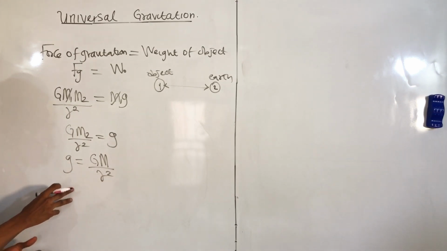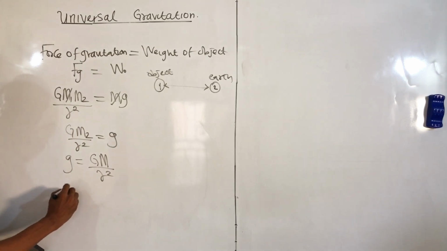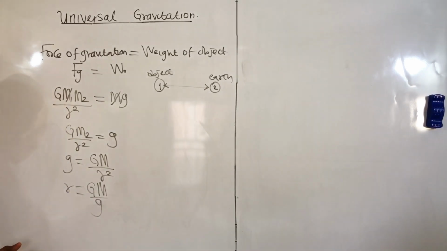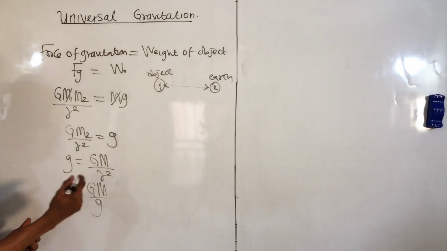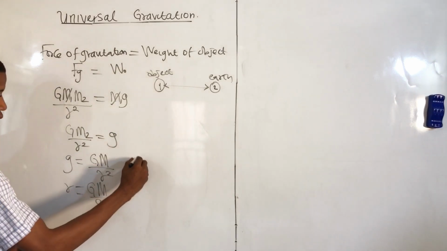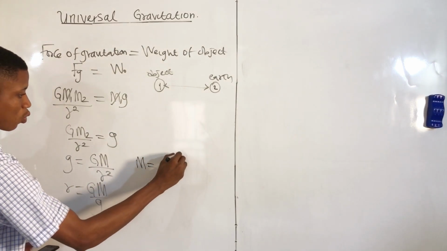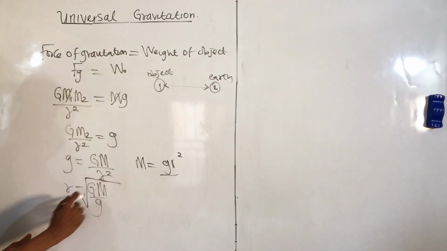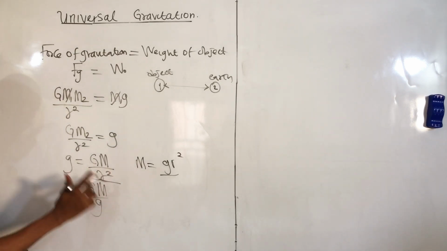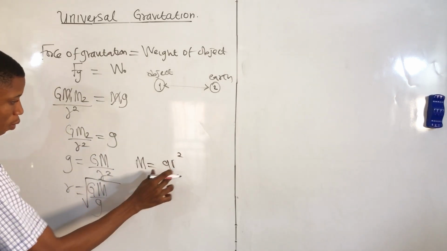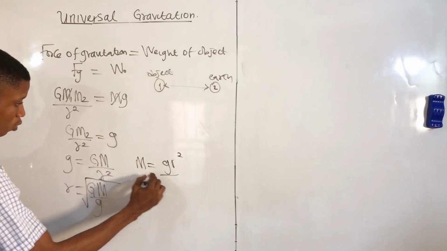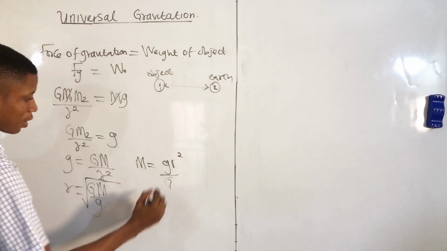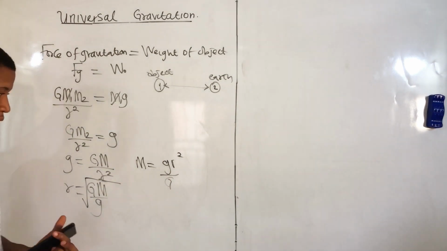So if we're looking for the distance of separation, R is equal to what? The square root of G m over g, acceleration due to gravity. If you are looking for the mass of the object, it will become M is equal to g R square over what? Capital letter G, which is the universal gravitation constant. Take note, the square root applies in the first case because there's a square here, right?